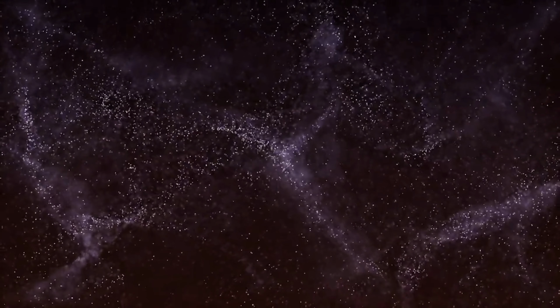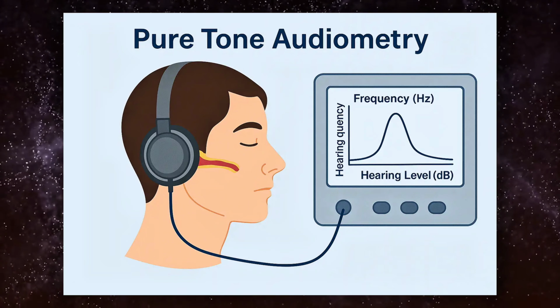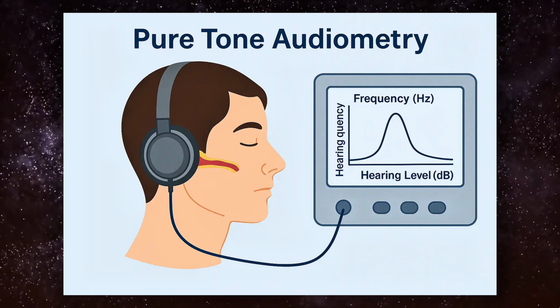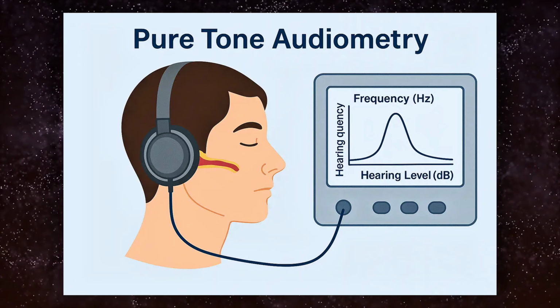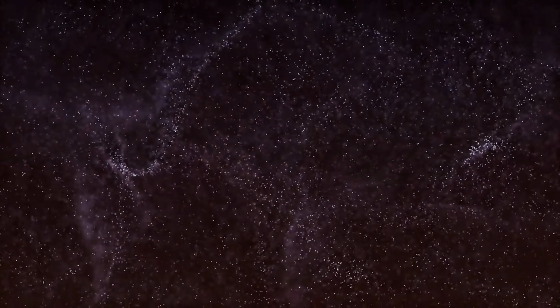A subjective measurement of hearing loss can be assessed using pure tone audiometry. The patient is given a pair of headphones which play sounds at different frequencies. This assesses the patient's hearing at different frequencies and marks them in a graph.